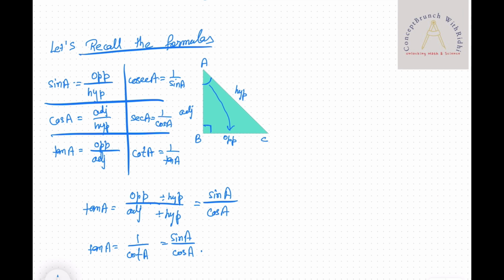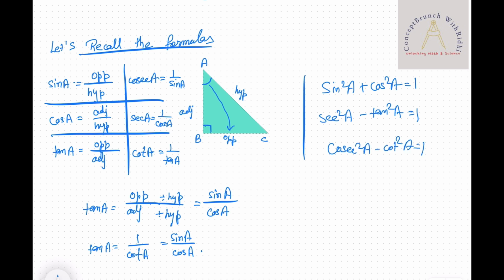Along with these, the three trigonometric identities are: sine squared A plus cos squared A equals 1, secant squared A minus tan squared A equals 1, cosecant squared A minus cot squared A equals 1. So these are all the formulas we are going to use to solve the questions for trigonometric identities.